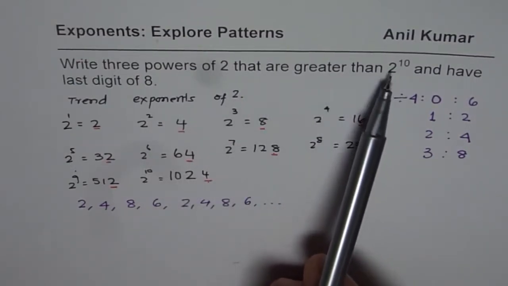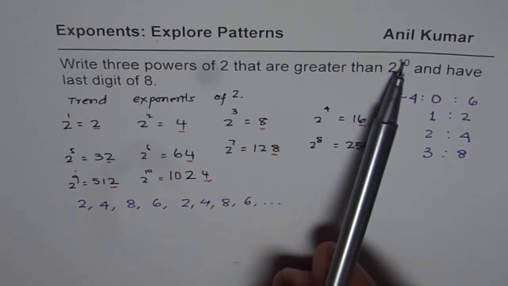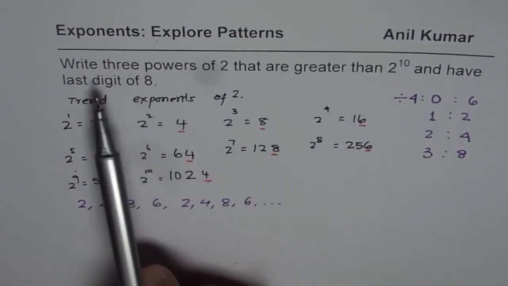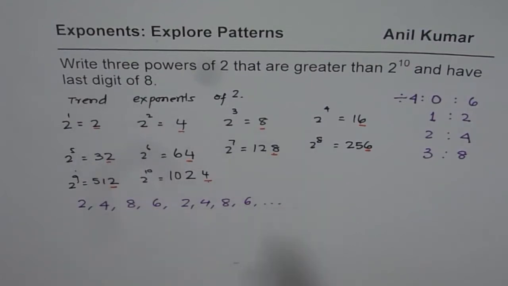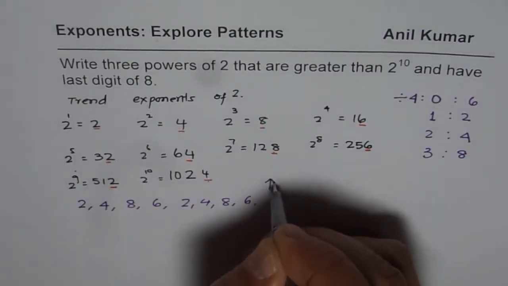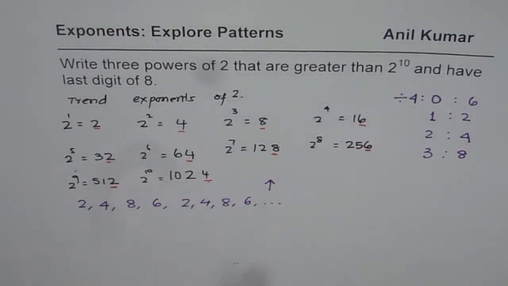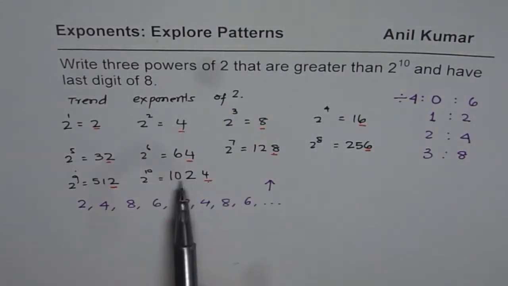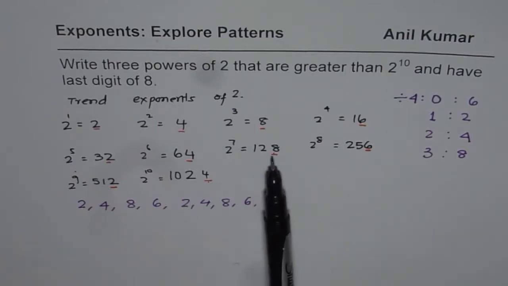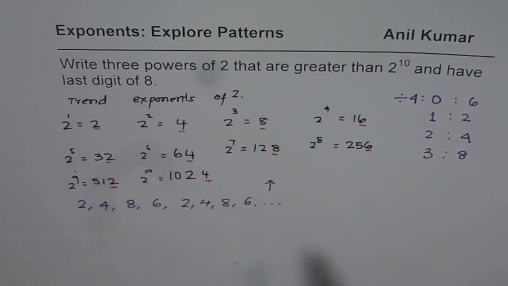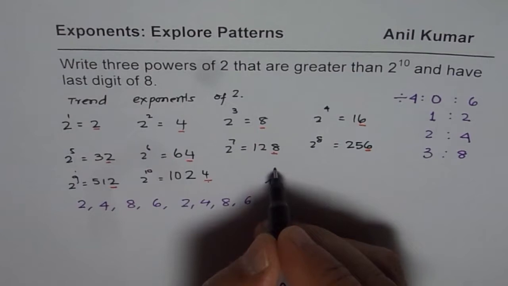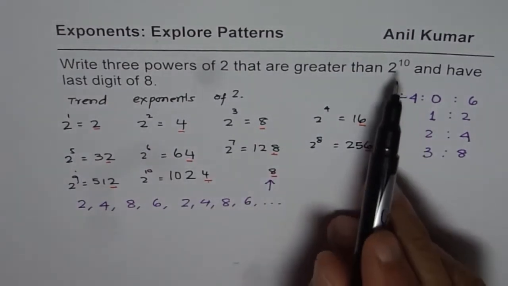That means it could be 2 to the power of 11, 12, 13, and have last digit as 8. So we want a number here more than 2 to the power of 10. So the first one we know should be 11, correct? So last digit is 8, right? We are looking for numbers which come in this position. Last digit is 8 here. Is it okay? So that is how it is.